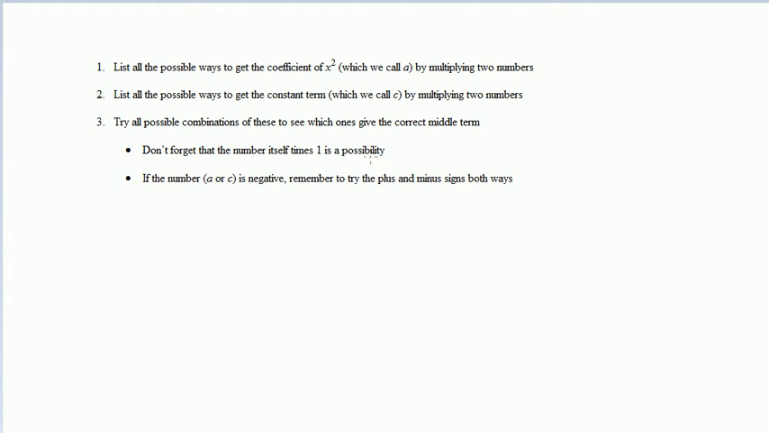Actually, I didn't get it. So let's take an example and see. Example: we have 2x squared plus x minus 3. So let's begin. How to factorize this one? The first thing here is to list all possible ways to get the coefficient of x squared.